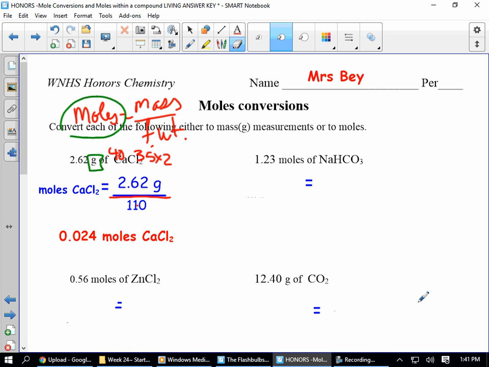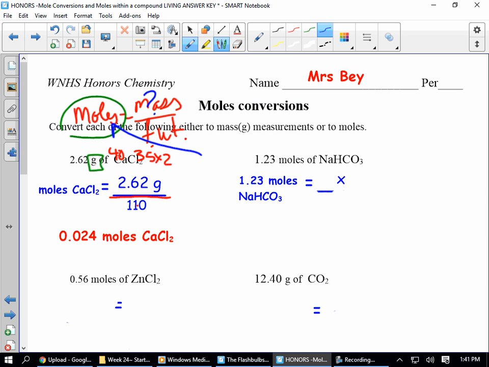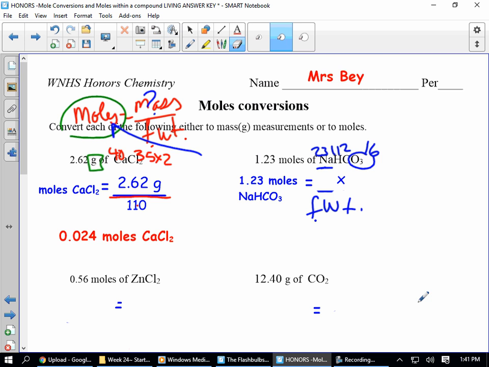All right, so now I've been given moles. So unlike the other one, I've been given moles and I want to find mass. So I'm going to write my 1.32 moles of baking soda. And I want to find my mass. And then I need to put a formula weight down here. So I have 1 sodium at 23, 1 hydrogen at 1, 1 carbon at 12, and then 3 oxygens at 16 apiece. If we multiply that and add them all up, you're going to get 84.